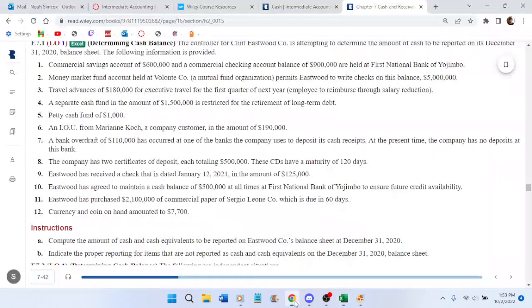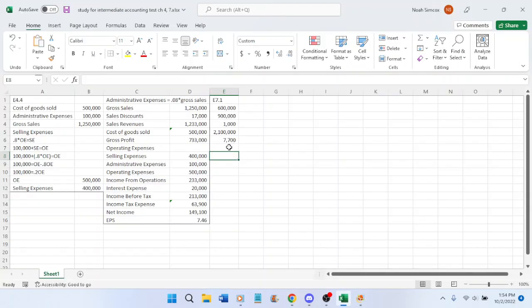So we'll just add in which ones are restricted cash. Did I accidentally forget number 2? Yes, I did. Money market fund account is 5 million. I just simply forgot one of them, like an idiot. Now we should have the right answer. Yes. So the only reason I got it wrong initially was that I forgot one of them. So now we know how to do that. So we're done with 7.1.